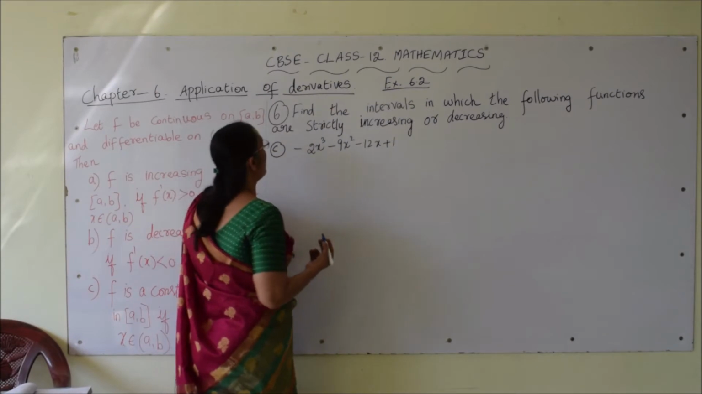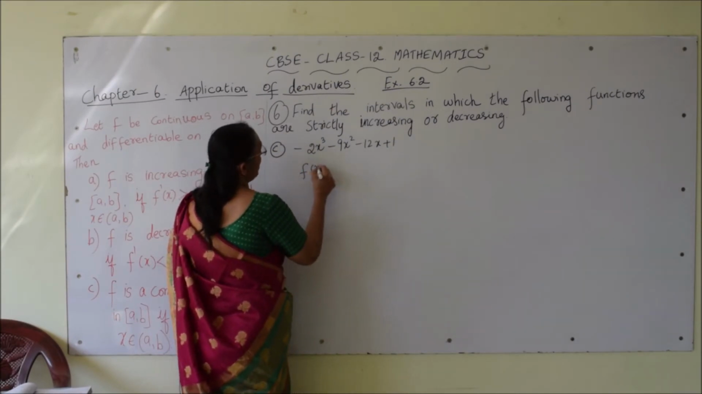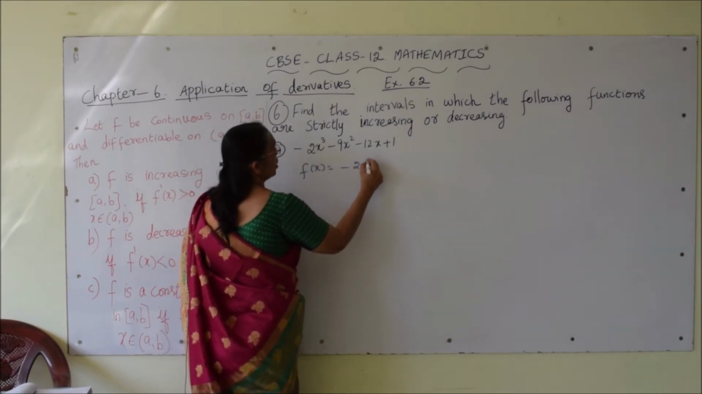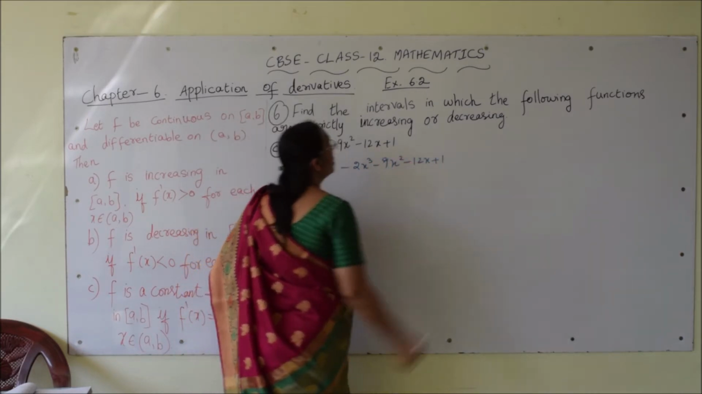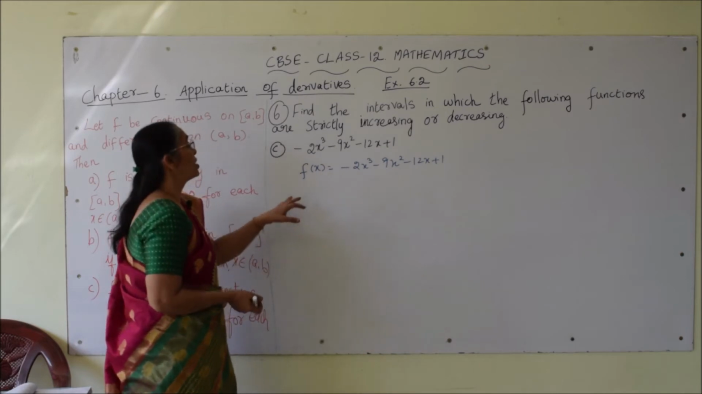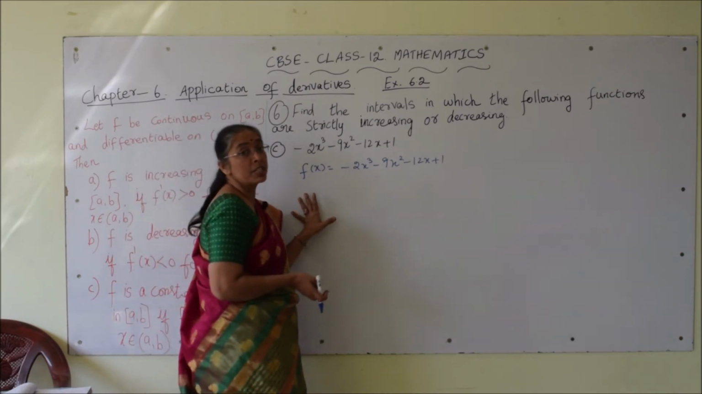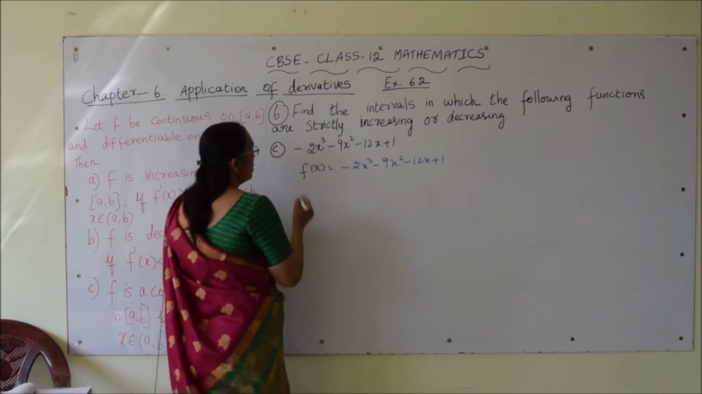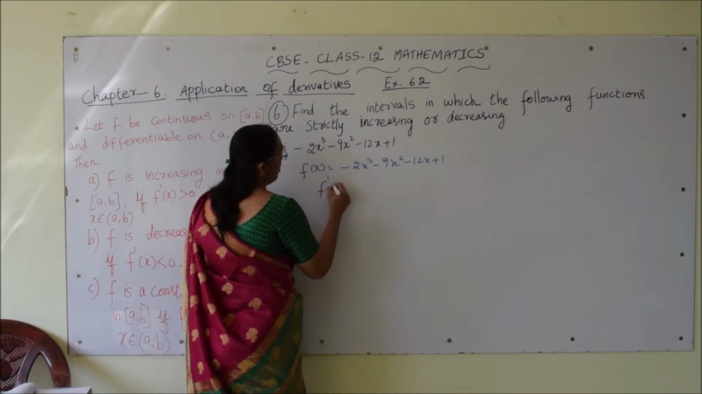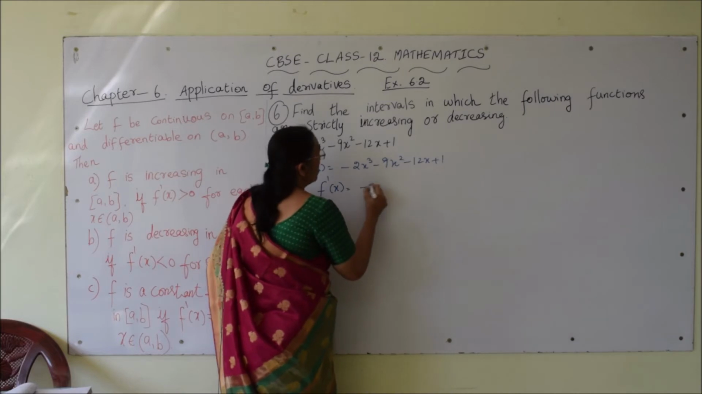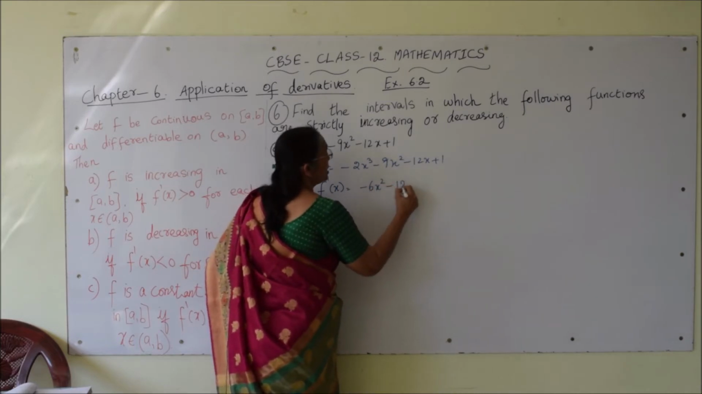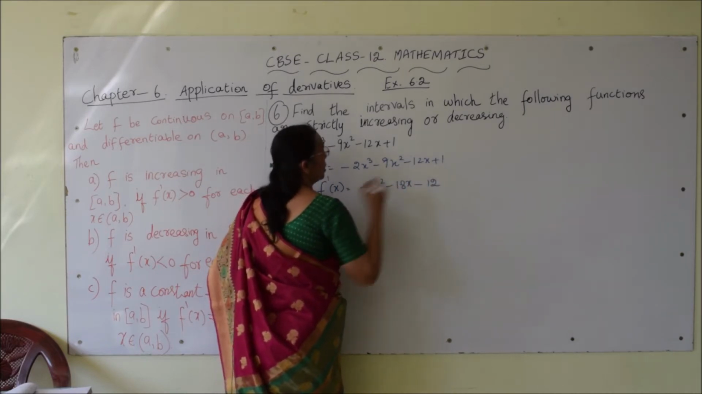Sixth problem, C bit. Given f of x as minus 2x cube minus 9x square minus 12x plus 1. So, we have to find out in which interval this function is increasing and in which intervals the function is decreasing. So, first let us find what is f dash of x. So, f dash of x is nothing but minus 6x square minus 18x minus 12.